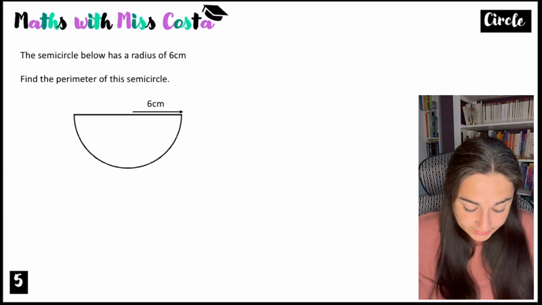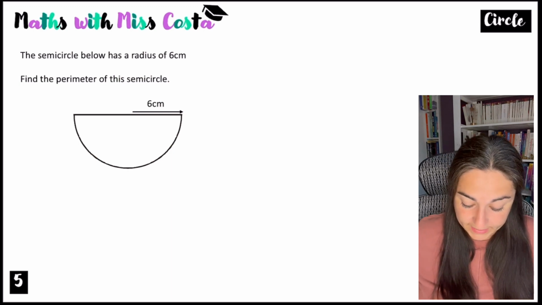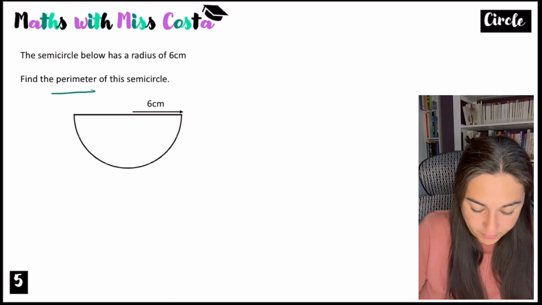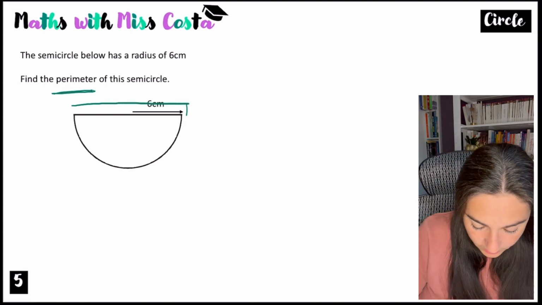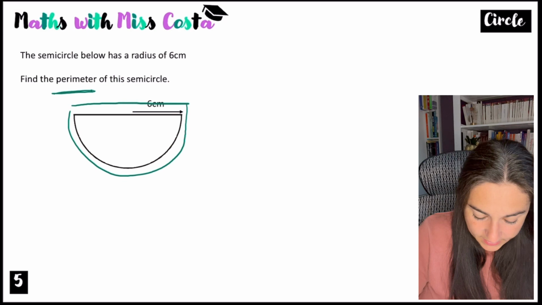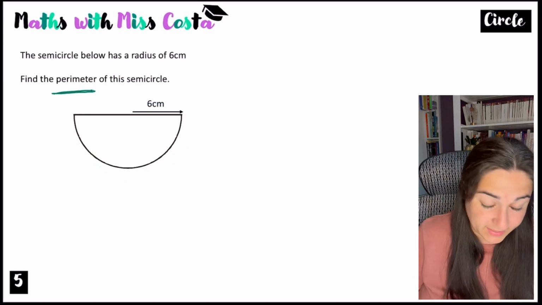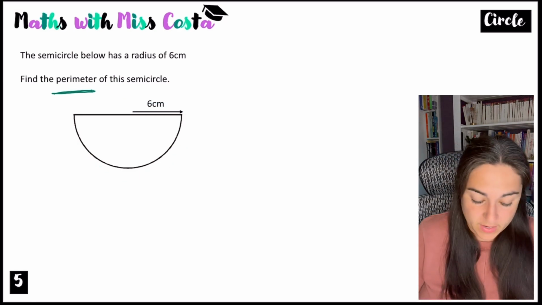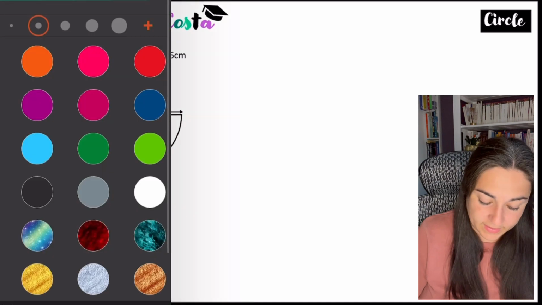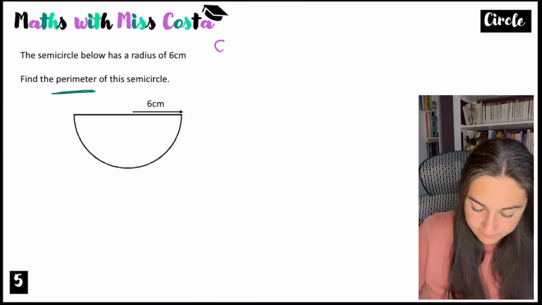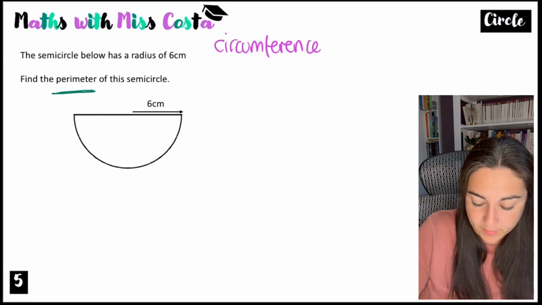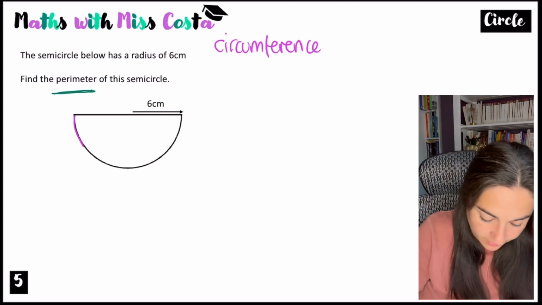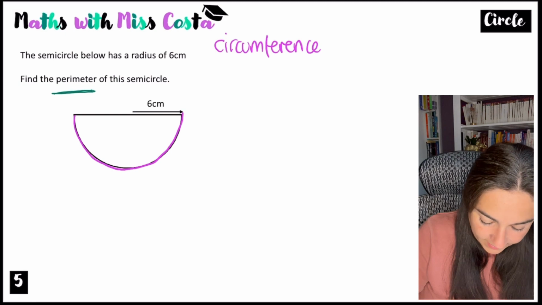Okay, so the semicircle below has a radius of 6 centimeters. Find the perimeter. So in order to find the perimeter, remember perimeter means all the way outside of the shape. People always get this question wrong because they forget the diameter, but perimeter just means all the way around the outside of the shape. So what is the formula for the circumference of a circle, which is just the fancy word for the perimeter of the outside of the circular part? So in this case, this part here.